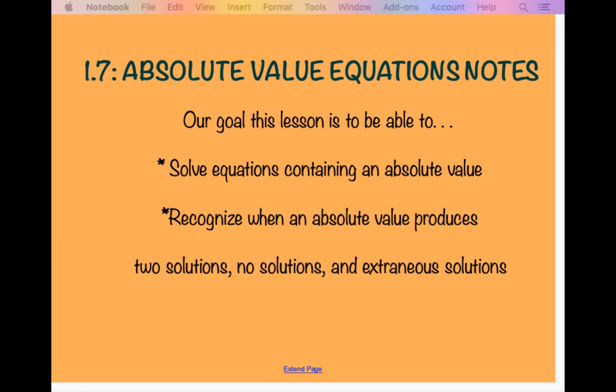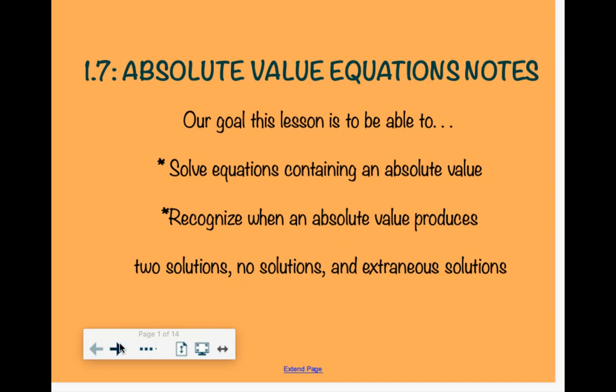Hey everyone, welcome to lesson 1.7, absolute value equations. We are going to, as it sounds like, be solving equations with absolute values and recognizing when that becomes two solutions, no solutions, or an extraneous solution, which sounds a little funky, but that's why we're going to talk about it.